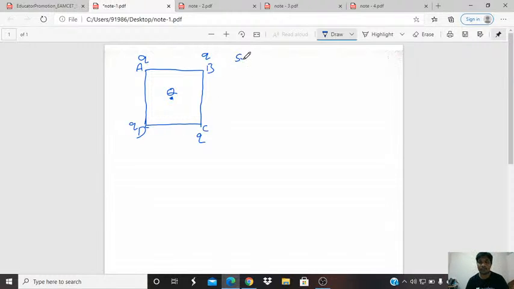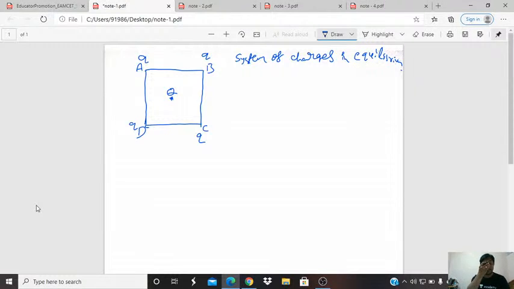Four identical charges are placed at four corners of a square, and some fifth charge, another charge, not necessarily identical, we don't know, is placed at the center of the square so that the total system is in equilibrium. Total system in equilibrium means what?